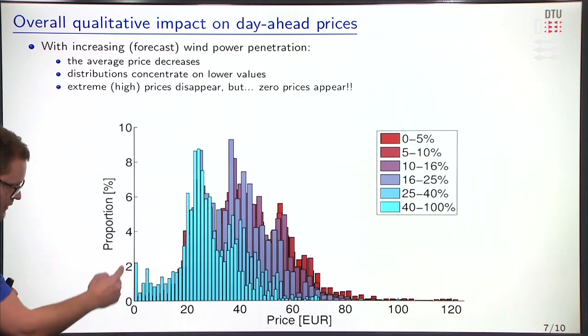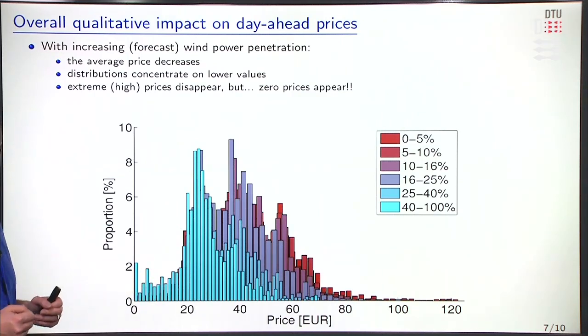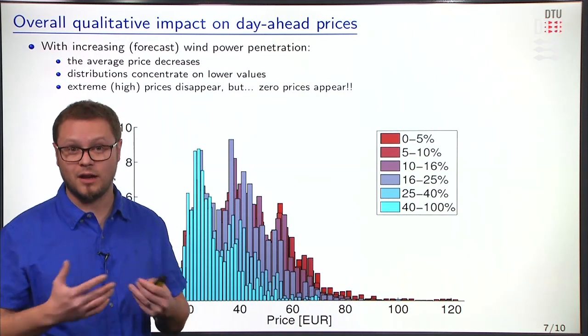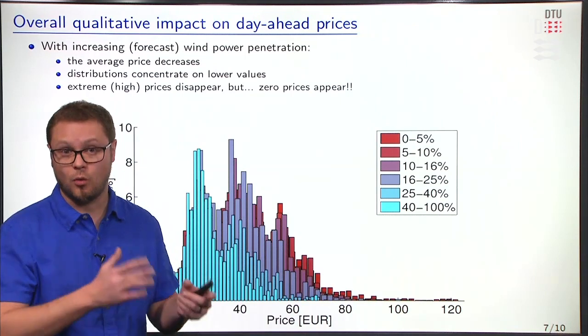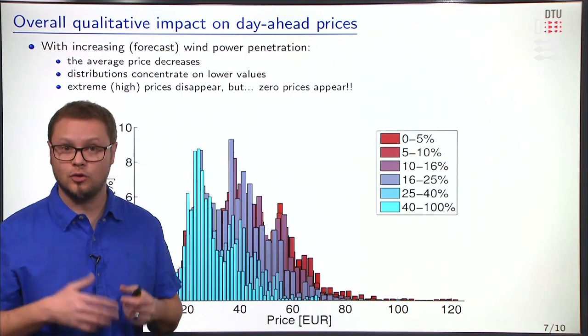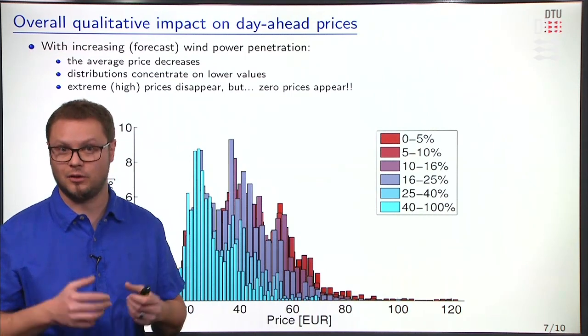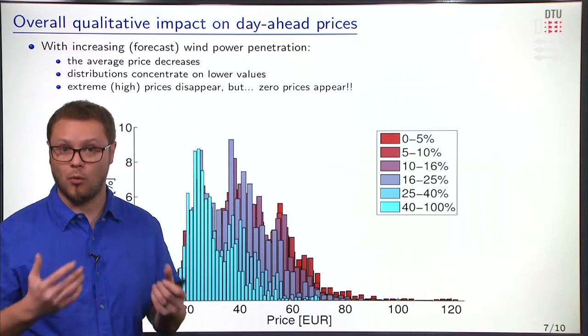Finally, we also have these extremely low prices that appear, and eventually you would expect that in a market where you have very high penetration of renewables, wind, solar, wave and others, you would tend towards zero prices or negative prices depending on the regulatory framework most of the time.